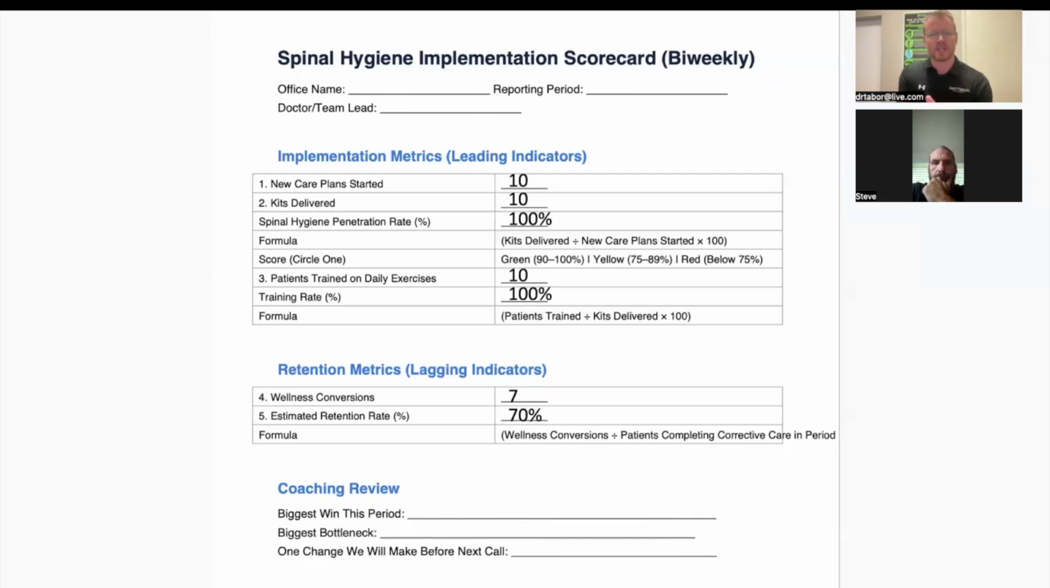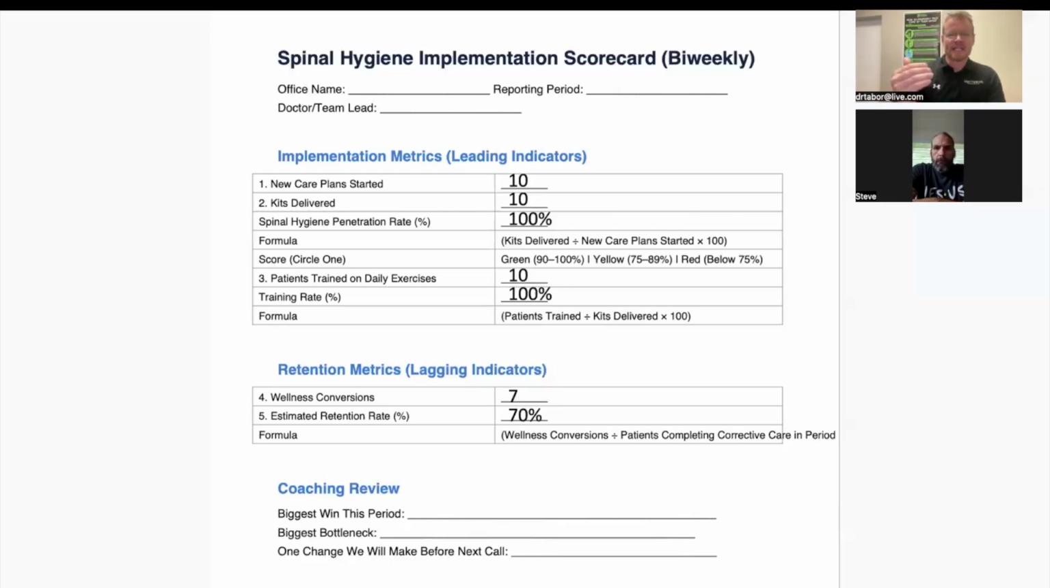And by the way, you get a score. We circle one of those. We should always be in the green. You can see there where it says green, 90 to 100%, yellow, 75 to 90%, red, below 75%. So we want to be in the green. 90 to 100% of people that start care get a spinal hygiene kit. The patients trained on daily exercises, 10, because every person that gets that kit on day 3 should get trained on how to do it. So training rate percentage needs to be 100%.